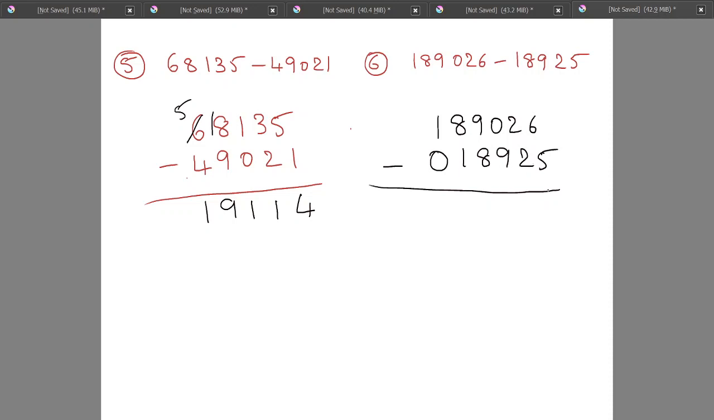So 6 minus 5 is 1. 2 minus 2, 0. 0 minus 9, not possible. So borrow 1. So this becomes 10 and this becomes 8. 10 minus 9 is 1. 8 minus 8, 0. 8 minus 1 is 7 and 1 minus 0 is 1. Okay. So you have 170,101. So hope this was a quick refresher on subtractions and additions.